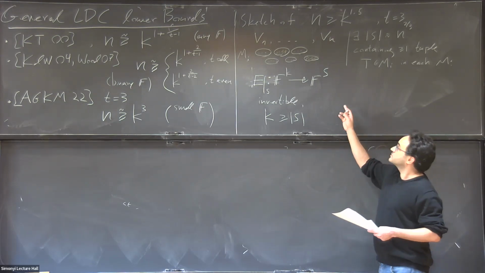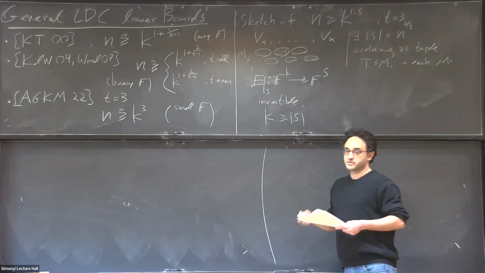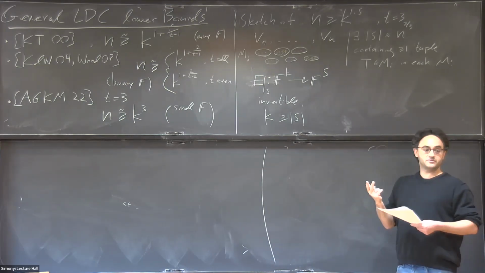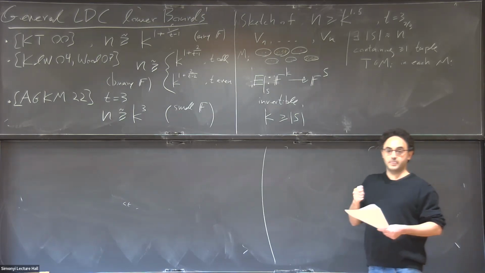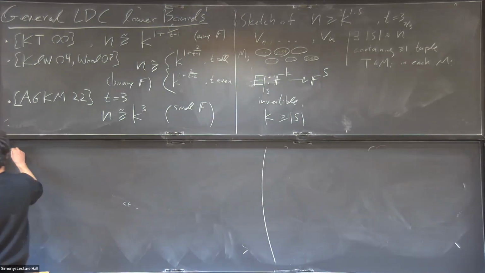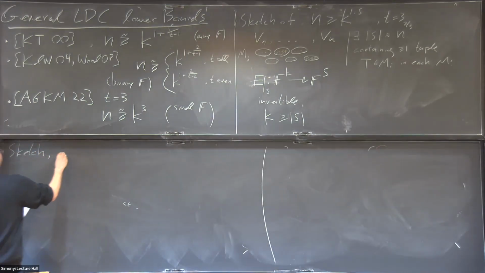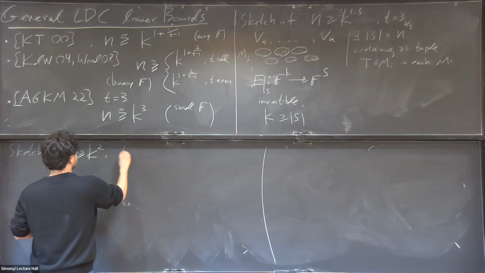So to improve this to quadratic, you can use the fact that we have really strong two-query lower bounds. So you can try to reduce this code to a two-query code. And so this is again a sketch of how to prove a quadratic lower bound.